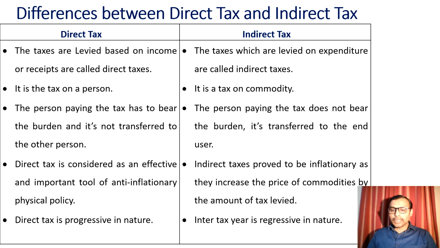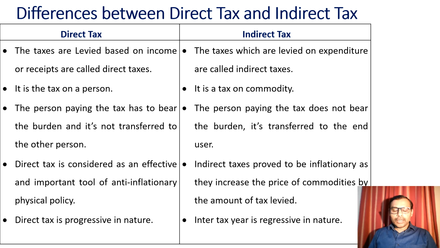But indirect taxes prove to be inflationary as they increase the price of the commodity by the amount of tax levied. What happens when the price of a commodity increases? The tax is also going to increase. Suppose, for example, commodity X's price is 100 rupees and the tax rate is 12%, then it will become 112 in total with tax. But if the commodity value increases to 120, then automatically the 12% tax will increase on that value. So that's why it is inflationary: it raises the value of the commodity in the market, and it creates inflation in the market.